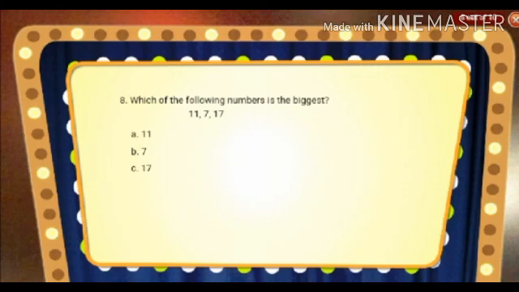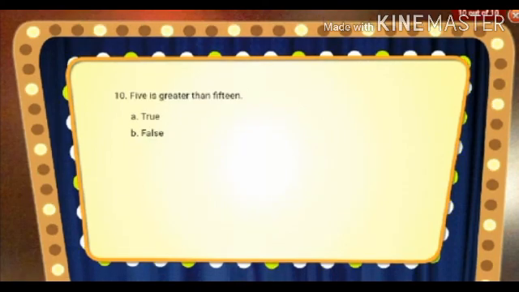Okay. Now the next question is, look carefully. 5 is greater than 15. Is this true or false? 5 is greater than 15. No, 15 is greater than 5 because number 15 is the bigger number, isn't it? So the answer is false.